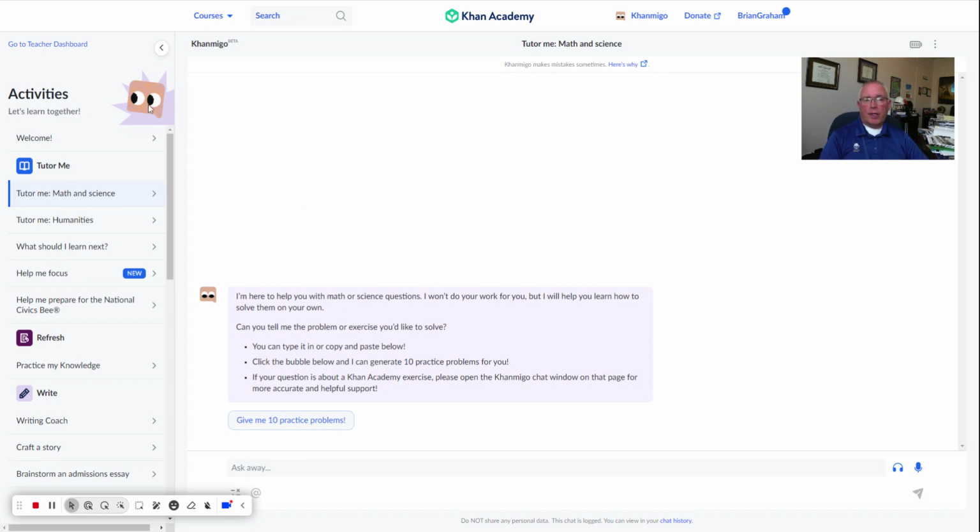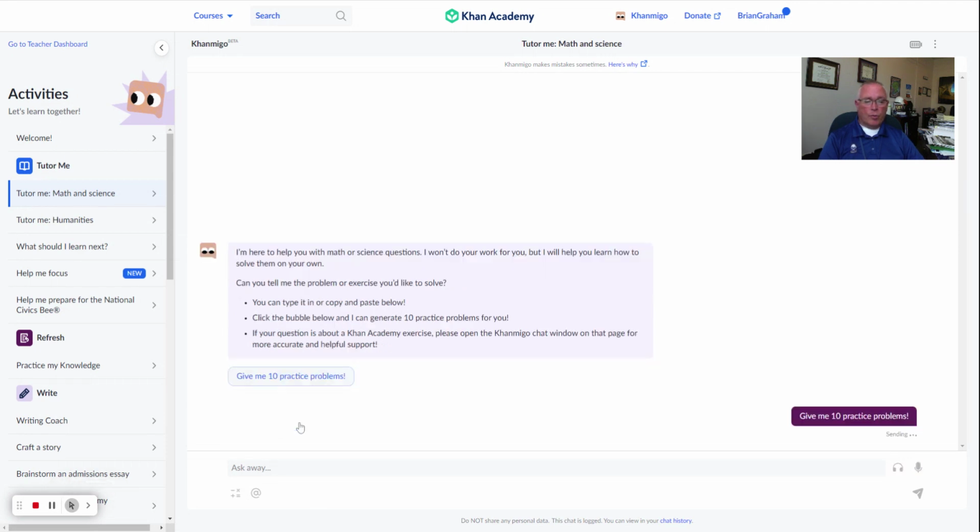So this is Khanmigo, this little icon. Sal Khan worked with OpenAI and developed an artificial intelligence tutor for our students, and on the other side of this, it's an artificial intelligence assistant for all of our teachers. So let's take a look. Khanmigo right here is prompting me to do some math practice problems. So I'm going to say, give me those problems.